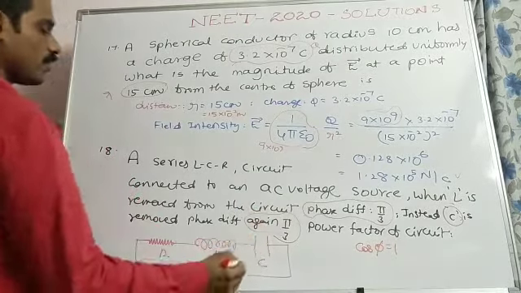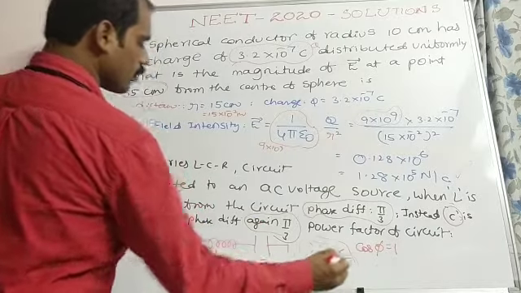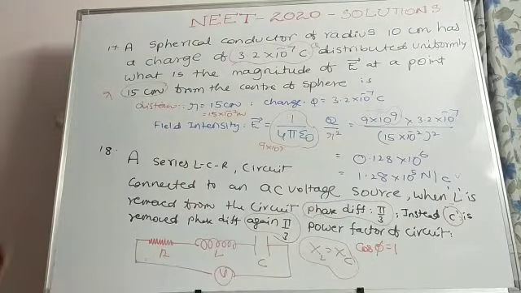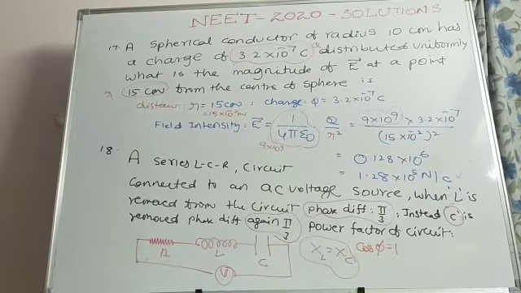In that particular situation, we came to know that XL is equal to XC. So the power factor becomes 1, that is represented using cos phi. Cos phi is equal to 1.